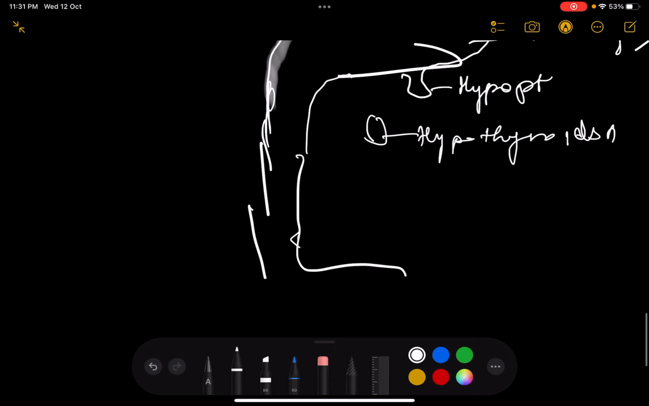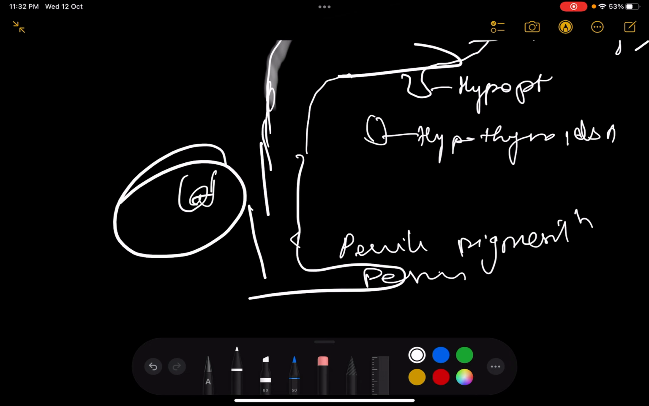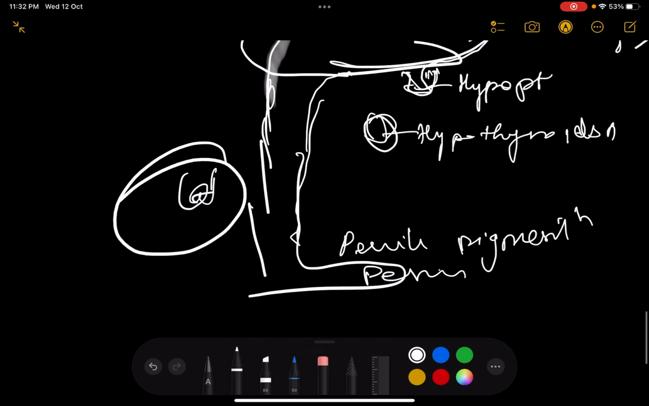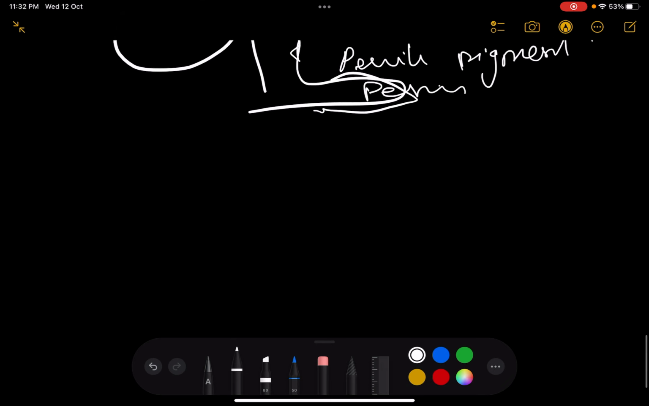And this is very important that I draw. This is your penis. So there is penile pigmentation. So this is a lateral view of a weird diagram, where there is a macrocephaly with an increased mass, the hypopituitarism, a small pituitary, hypothyroidism. Then this is obviously you going down, and your penis, which has penile pigmentation.